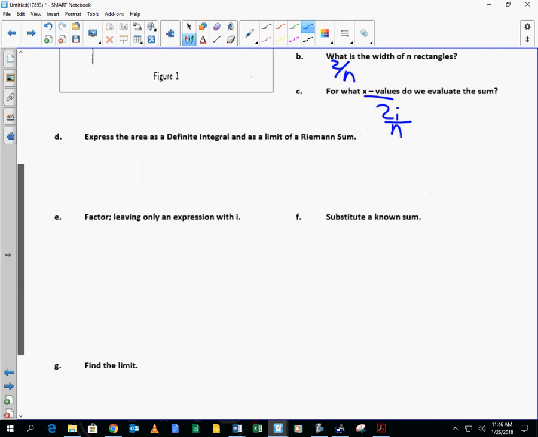So the area is the integral from a to b, 0 to 2, of f of x. What's f of x? X squared dx. We don't know how to do that. We're simply saying that's what the area is, which equals the limit as n goes to infinity of the sum. We're going to sum the heights.